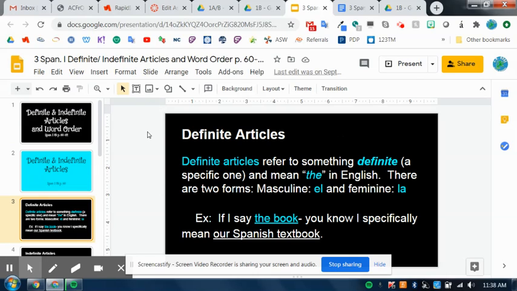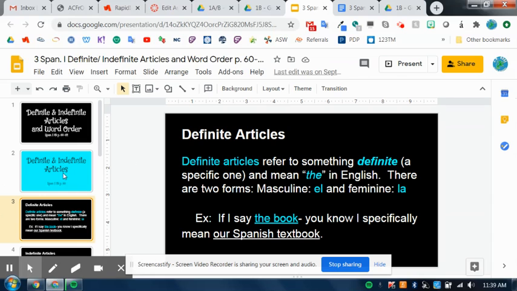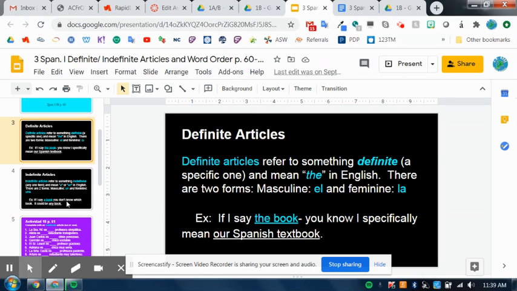Definite articles are the word the in English, and they definitely tell you what they're referring to. So, definite articles in Spanish are el and la. Both of these mean the. And you use el for masculine nouns and la for feminine nouns. Go ahead and fill that in on your notes. So definite articles refer to something specific or definite, and they mean the in English. There are two forms, masculine el and feminine la. Pause the video here if you need to write that all down.